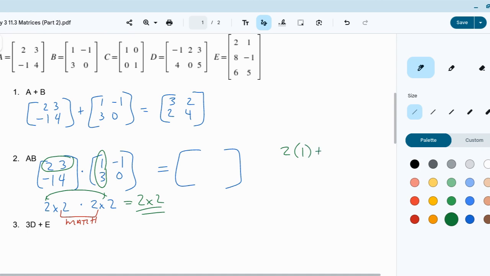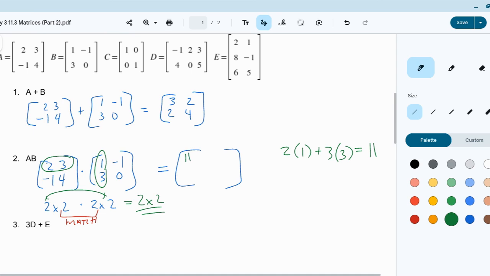I'm going to add that to the second spot of that row times the second spot in that column. So when adding those together, I'm going to simply get 2 plus 9, which gives me 11, and that goes in the first row of the first column.